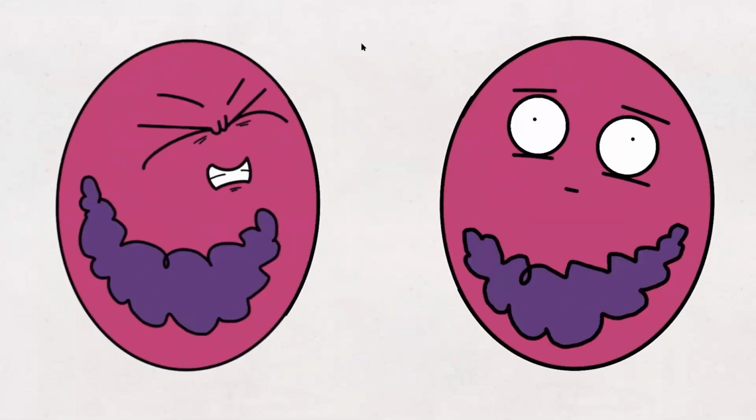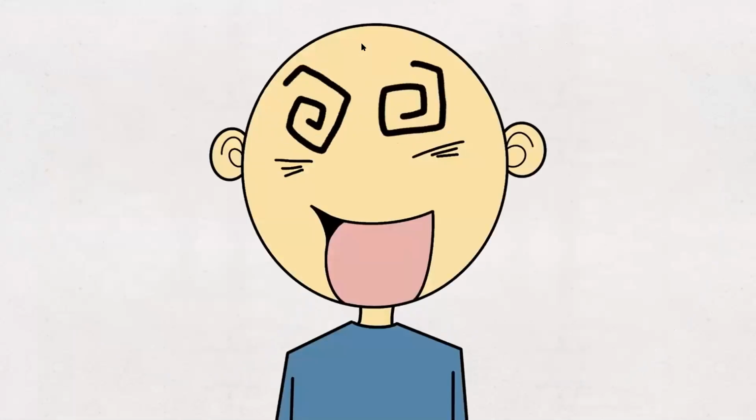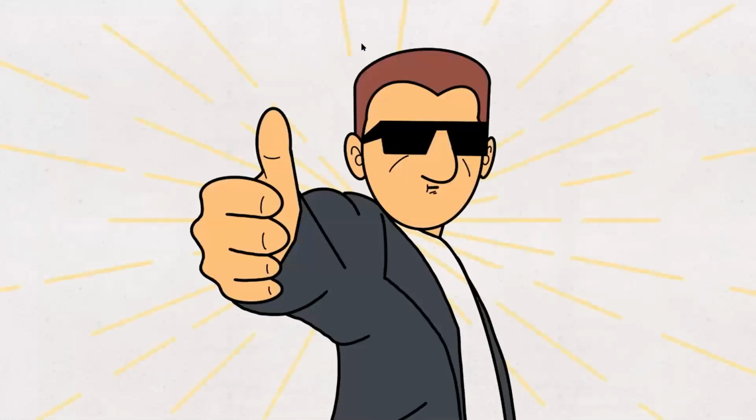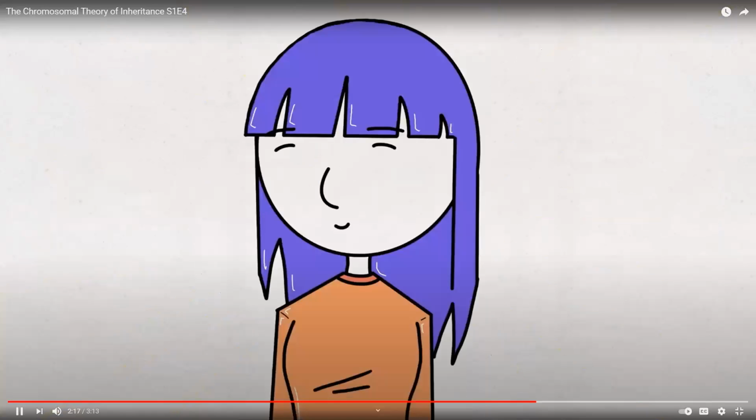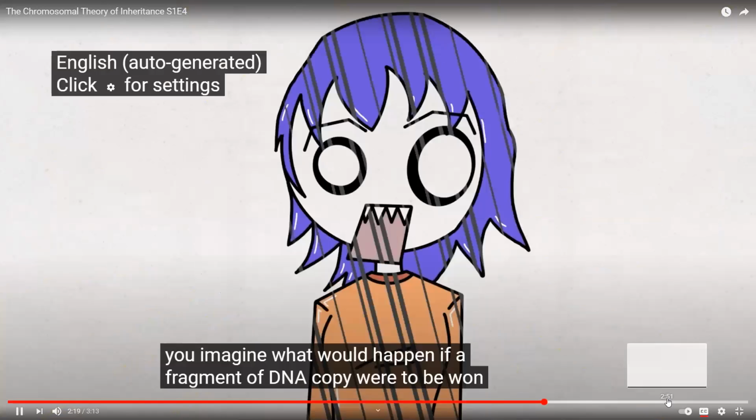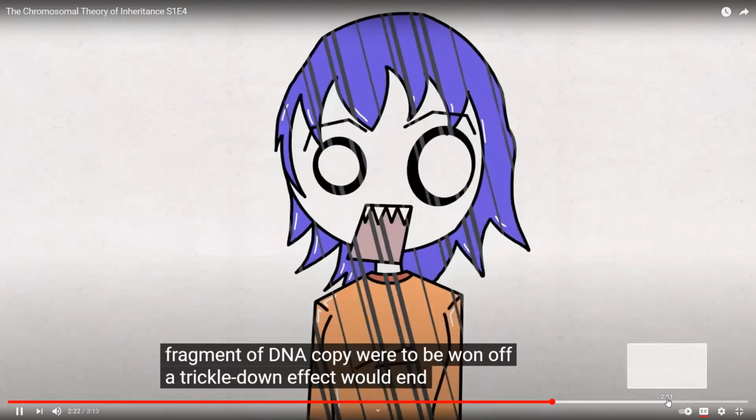The understanding of DNA helped explain how one cell can pass genetic information to another cell. As you can imagine, this DNA is incredibly complex when we are talking about humans. Our bodies do a really good job at copying DNA from one cell to the next. But can you imagine what would happen if a fragment of DNA copy were to be one off? A trickle-down effect would end up with an altered, unexpected result.